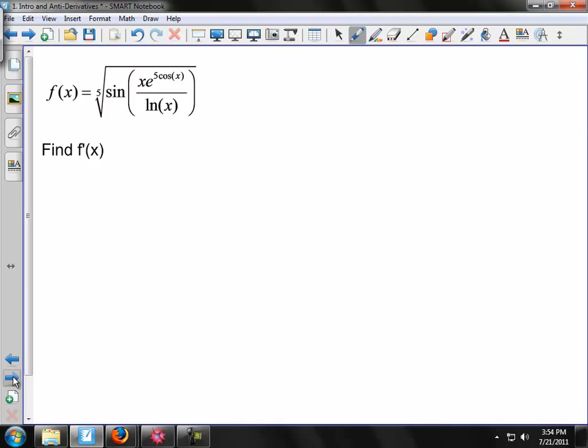So when you're trying to find a derivative, you want to ask yourself, what is the most outside thing going on? And in this case, the most outside thing going on is the fifth root. So we're going to write the fifth root as to the 1/5 power. And then we're going to use the power rule to take care of that.